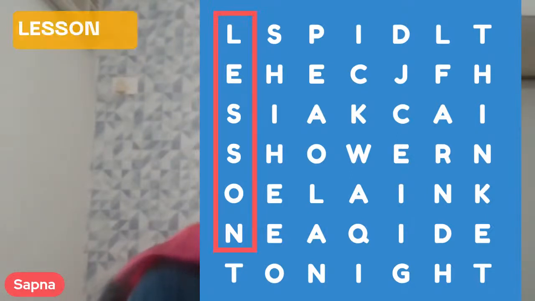Some of these slides, I don't have them here. There's a technical glitch, but I will read out all of the answers for you. There's lesson, and then there is shower and think. I'm sorry, the last one is not here, but let me tell you, it is tonight. You can see tonight written horizontally in the last row. Did you get that? Tonight in the last row written horizontally. Yes, so thanks for that thumbs up there.